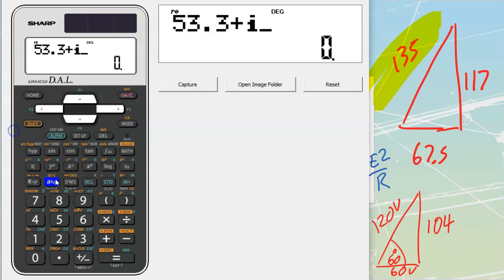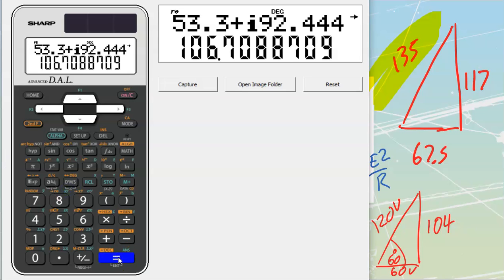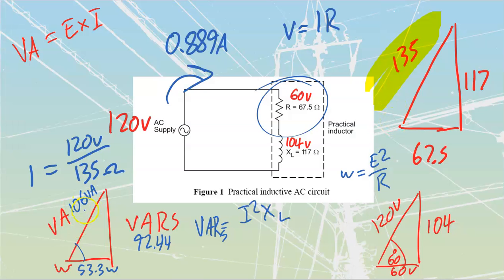So plus I, 92.44, and that's going to equal a value of 106.7 at an angle of 60 degrees. A little bit of rounding error, as we always see inside of these, because we did have a little bit of rounding as we went along. But overall we are back to where we need to be. We have proved that these triangles all have the exact same ratios. The similar triangles come through for us.